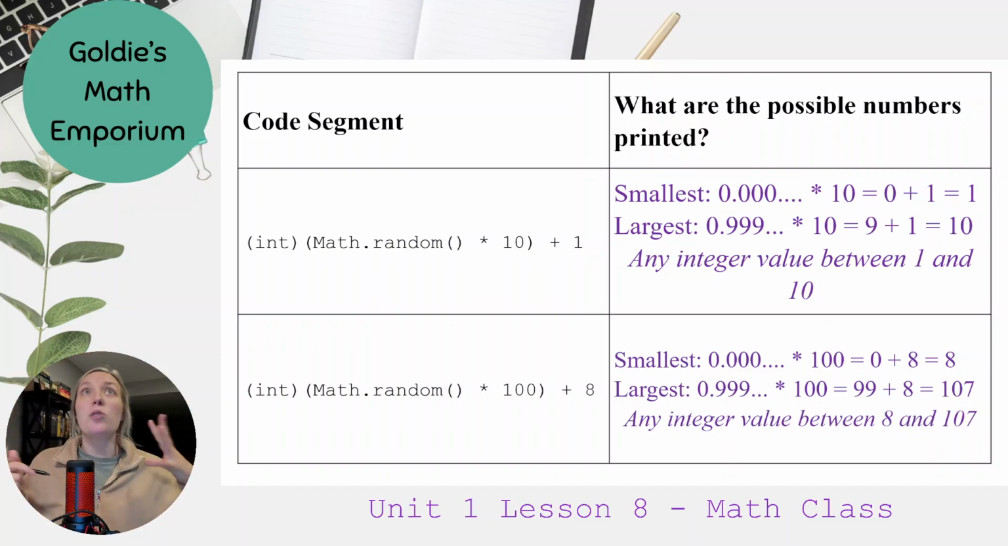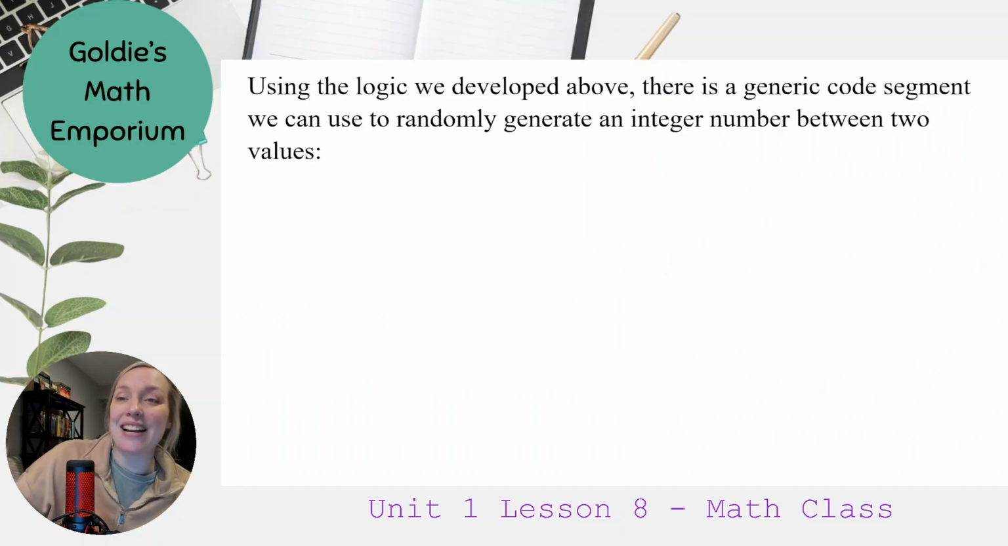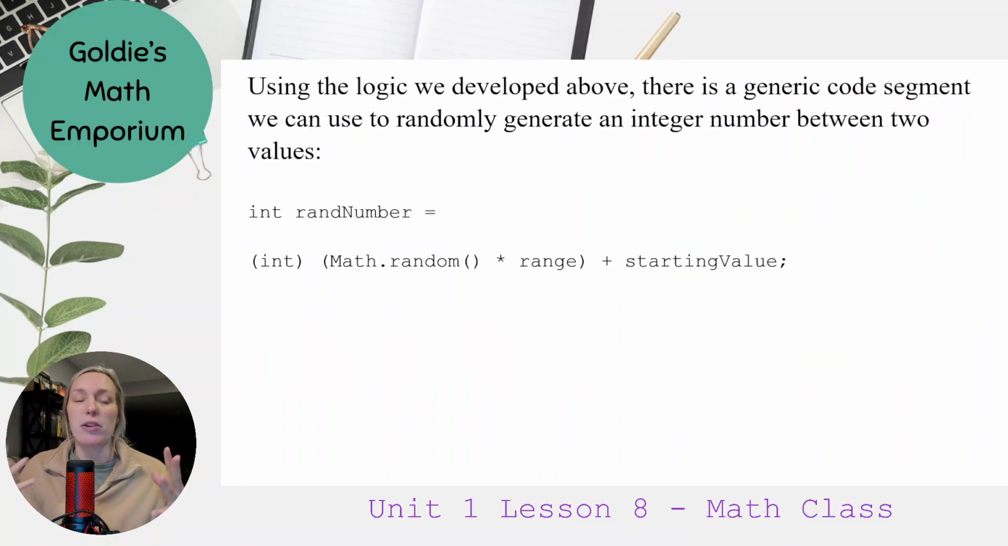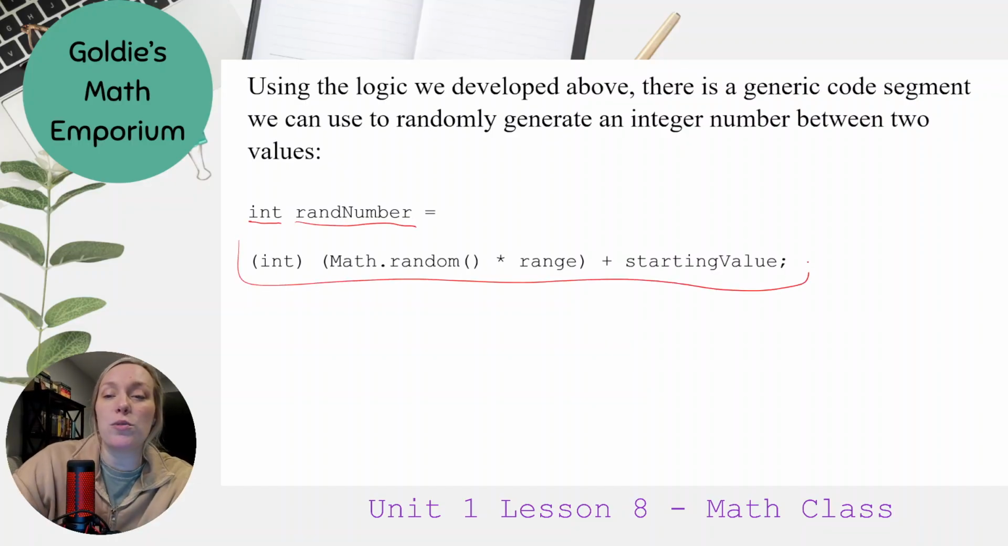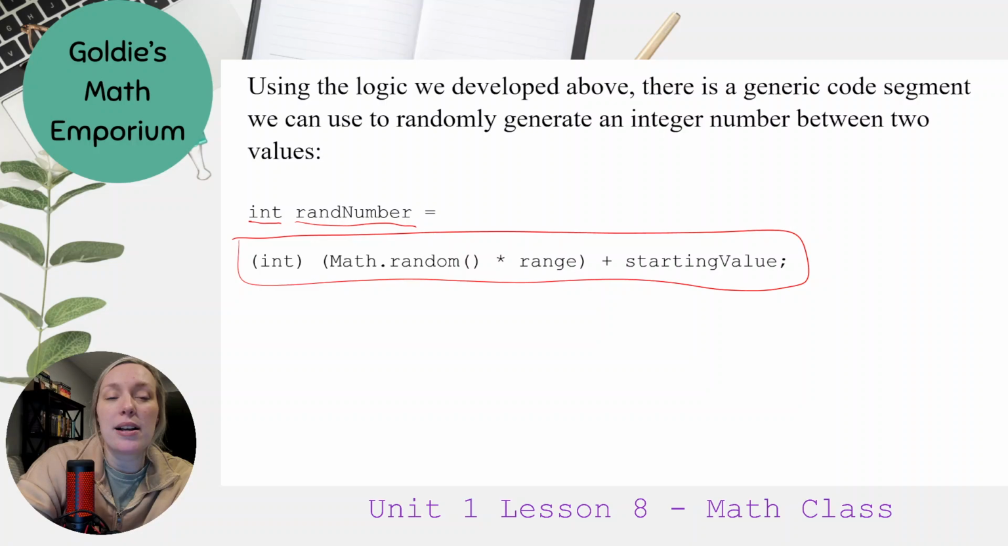So now I've built up almost a formula or template to get any integer value that I need. Using that kind of logic, here's our generic code segment, again kind of like our template. If I want a random number integer, this is what I'm going to use. I take Math.random times some sort of range, cast it, and then add on a starting value.